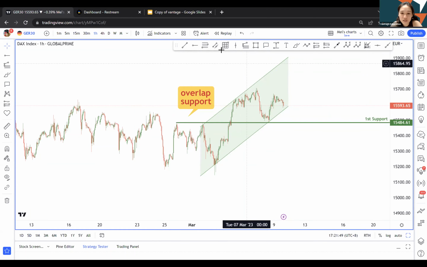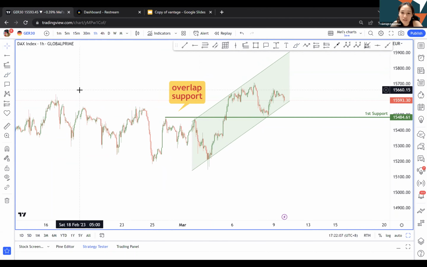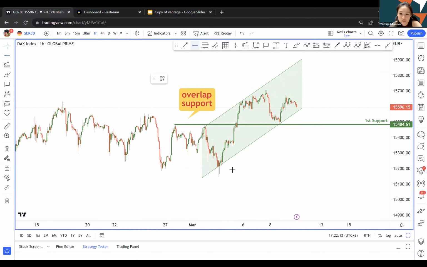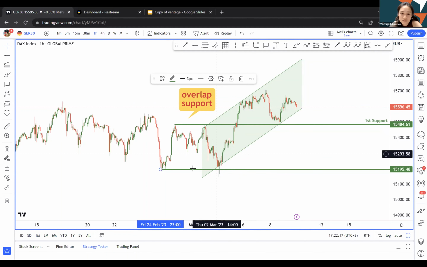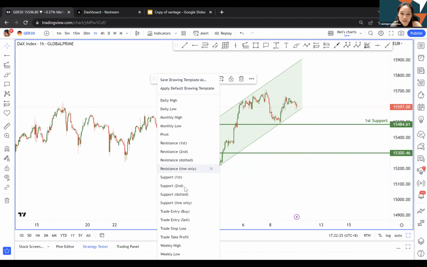So what constitutes an overlap support? Price has touched one swing high, or actually in this case it's touched two, and then price has pulled back and it's touched this support level again at a swing low. So that's what makes it an overlap support, and a pretty significant level to take note of as well. Okay. So here I have my second support.